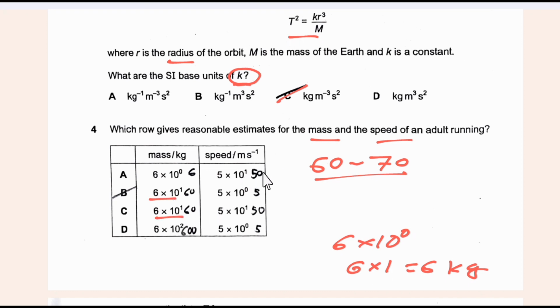So the answer could be either B or C. Then what is the speed? An average speed is around 10 meter per second, but it cannot be 5 to the power 1, which means 50. It cannot be 50 meter per second. It could be either 5 or 5. So the answer is B.